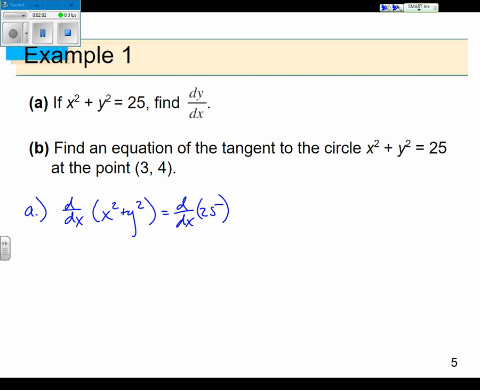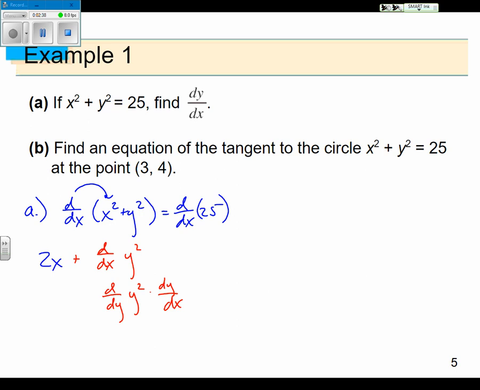If I differentiate each individual term, remember the x squared right here is easy. That's what we have been doing: 2x. But something weird happens when I differentiate the y squared with respect to x. Whenever I do that, I'm going to change this so that I differentiate it with respect to y, and then multiply it by dy over dx.